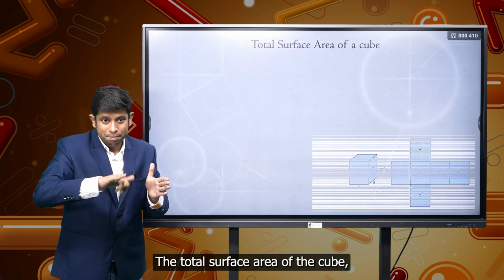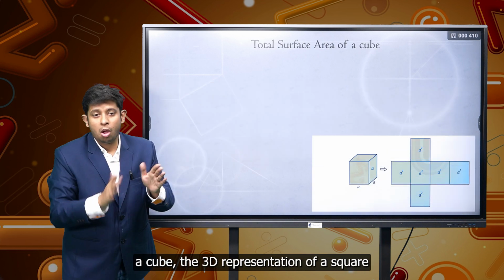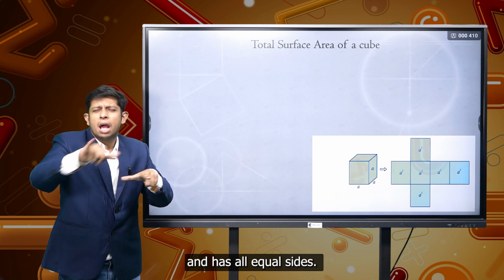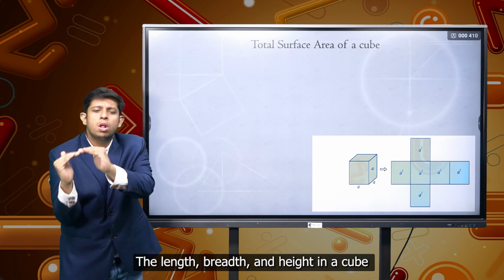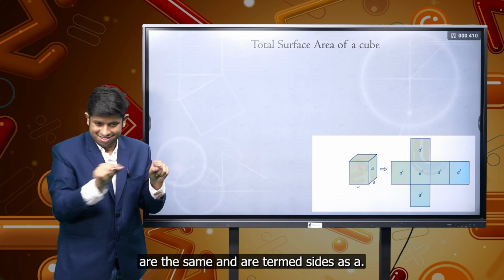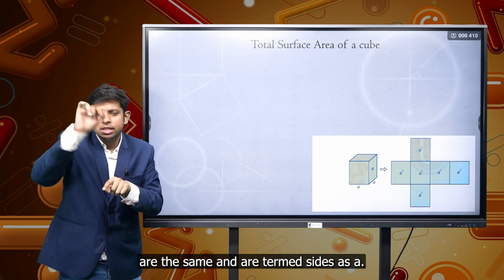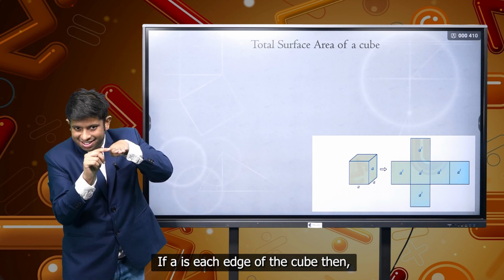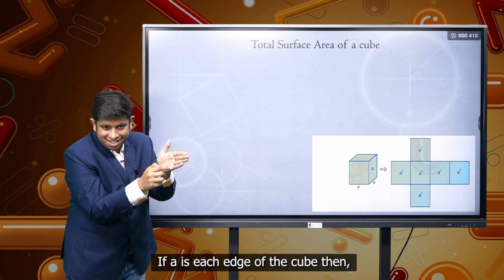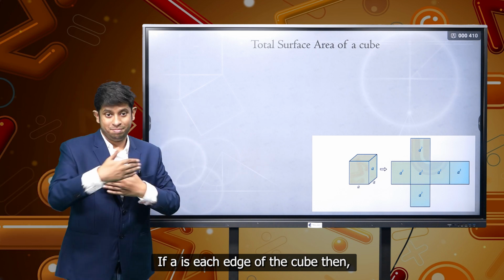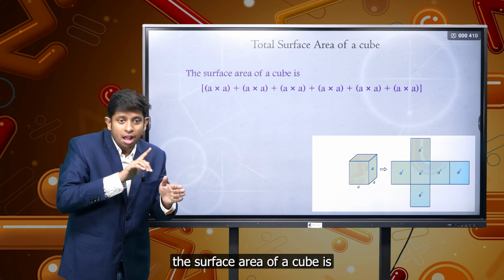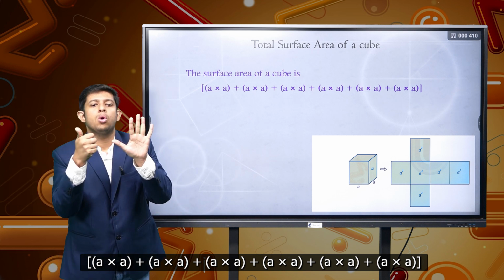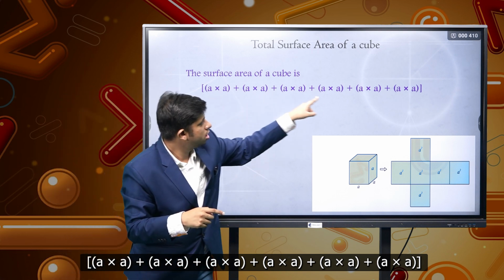The total surface area of the cube. A cube is a 3D representation of a square and has all equal sides. The length, breadth and height in a cube are the same and are termed as A. If A is each edge of the cube, then the surface area of a cube is A into A plus A into A plus A into A plus A into A plus A into A plus A into A.